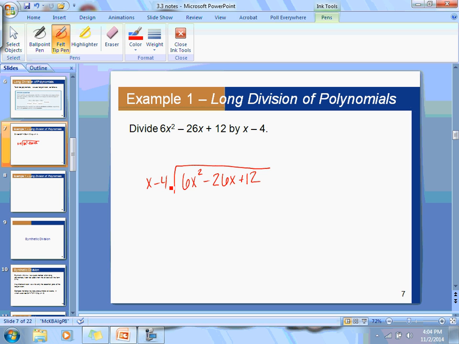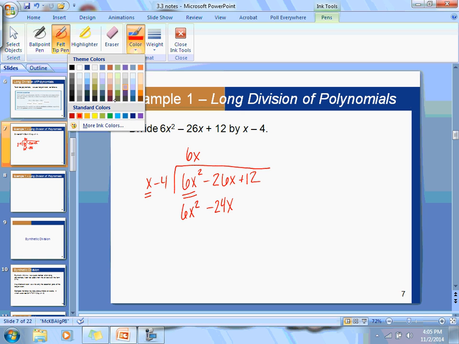Now, just like before, you ask yourself, how many times does this go into this? Or in other words, you say, what do I have to multiply x by to get 6x squared? Well, you'd have to multiply it by 6x. So that's the term that goes up above your very first term inside your box. And then you have to distribute, basically. You have to take the 6x times the x and the 6x times the negative 4. So 6x times x gets you the 6x squared. If those two leading terms aren't the same, you did something wrong. And then 6x times a negative 4 is minus 24x.